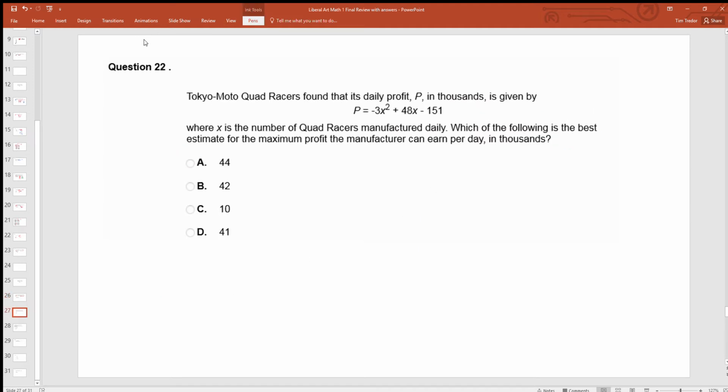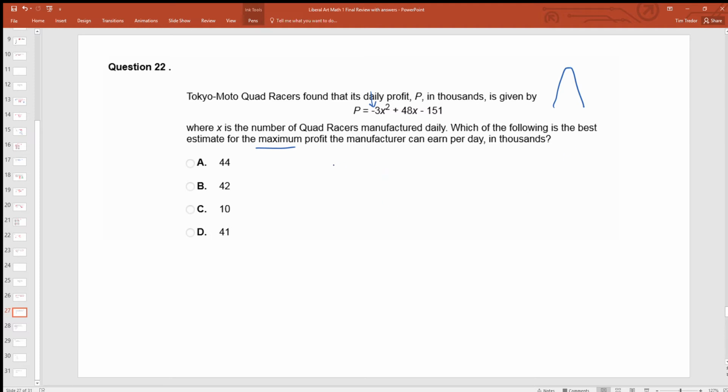Question 22. Tokyo Moto Quad Racers found that its daily profit P in thousands is given by this quadratic equation, where x is the number of quad racers manufactured daily. Which of the following is the best estimate for the maximum profit that the manufacturer can earn per day in thousands? Whenever you see maximum, what we're looking for is the vertex. All right, so the negative right here tells me that the parabola opens downward, and we're looking for that point at the top, the vertex.